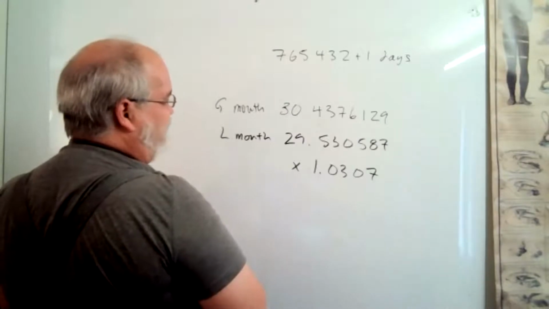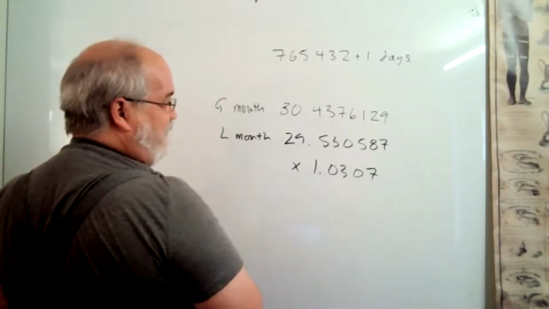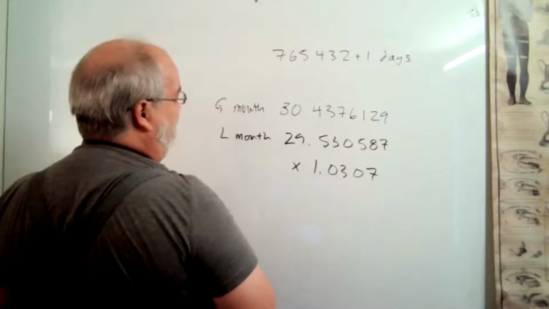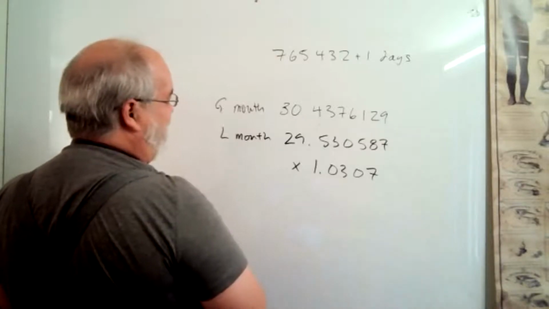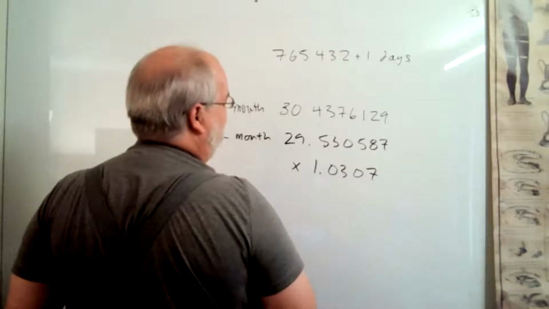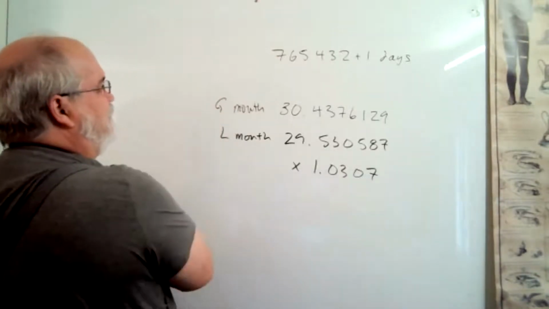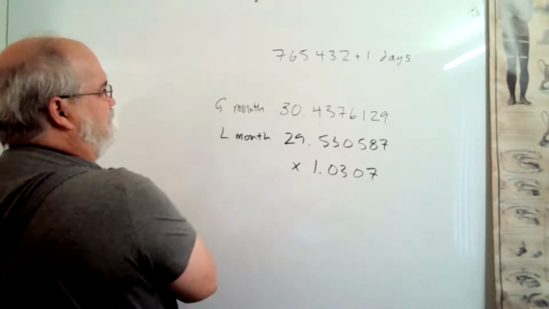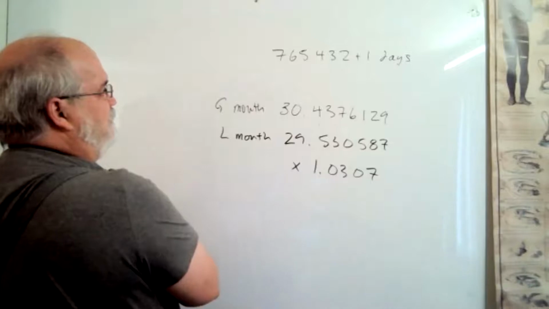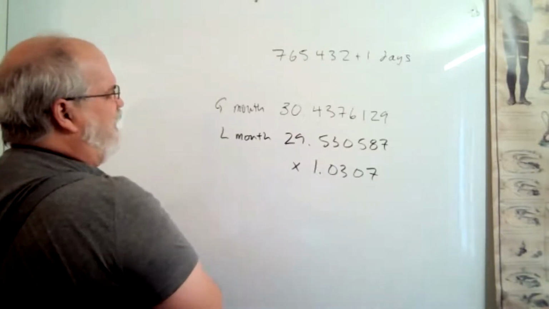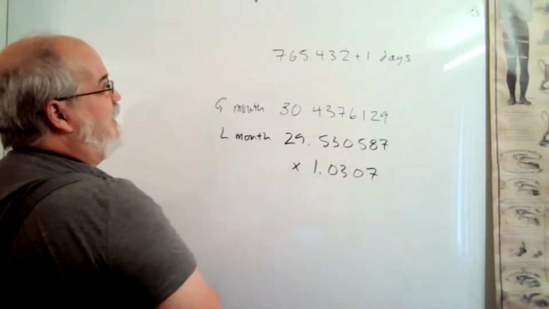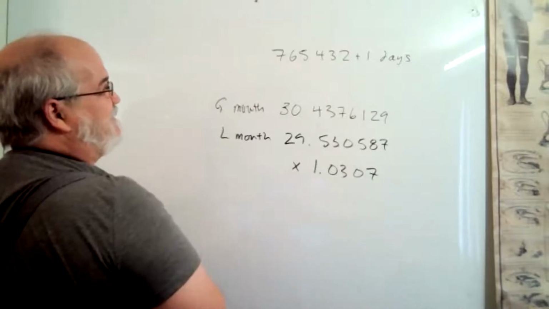Well, it's going to be 2,095 years divided by 19, roughly 2,095 years plus 8 months. Well, it's 765,433 divided by, is it 6940? Yeah, well, it's 6,939.688.